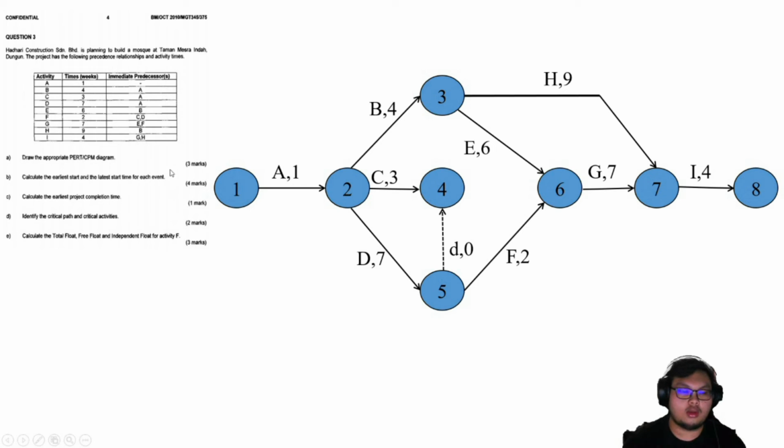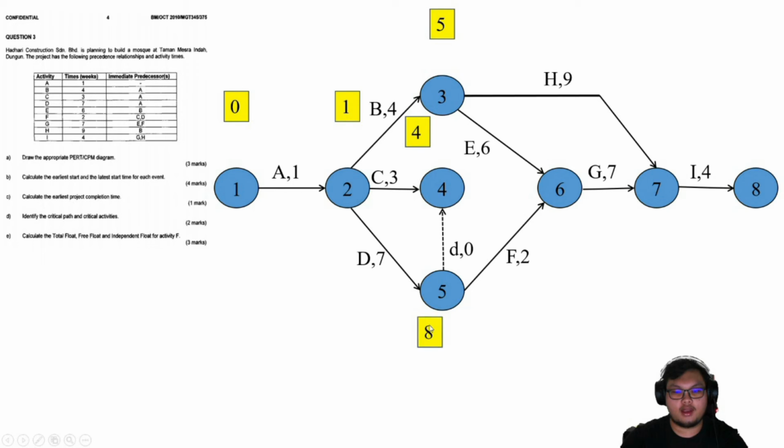Now we will calculate the EET and the LET. Event 1, 0 plus 1. Event 2 is 1 plus 4, for event 3 we have 5 here. 1 plus 3, for event 4 we have 4. 2 plus 7, for event 5 we have 8. Oh, not 2, 1, my bad. 1 plus 7 is 8.